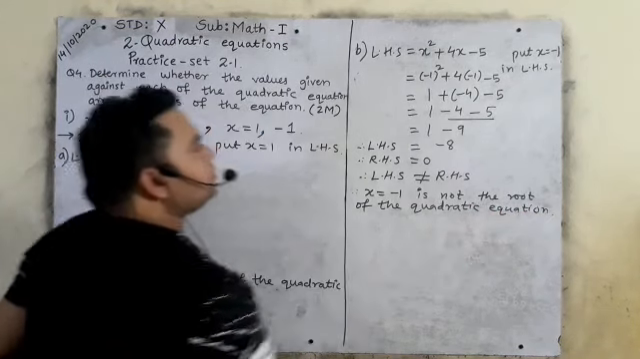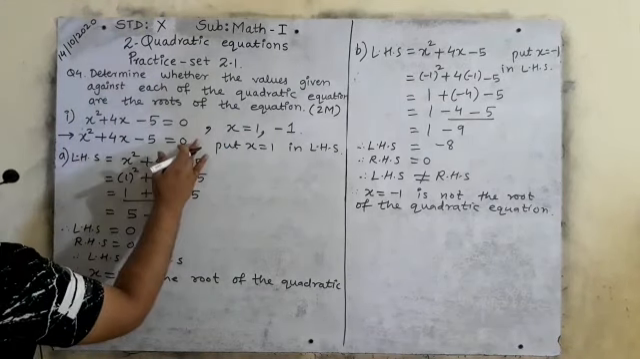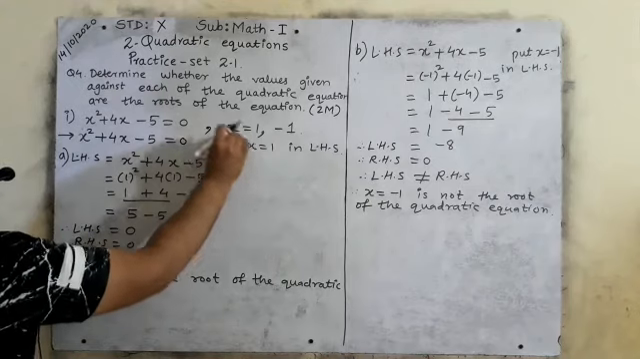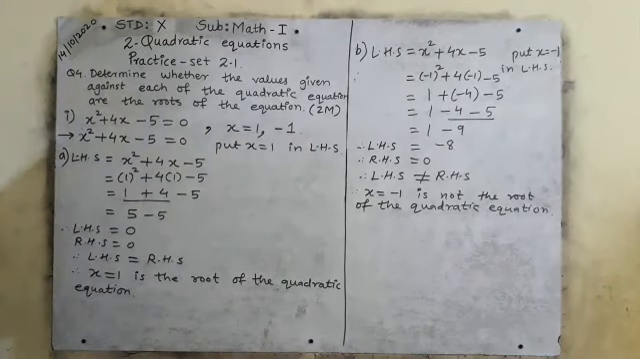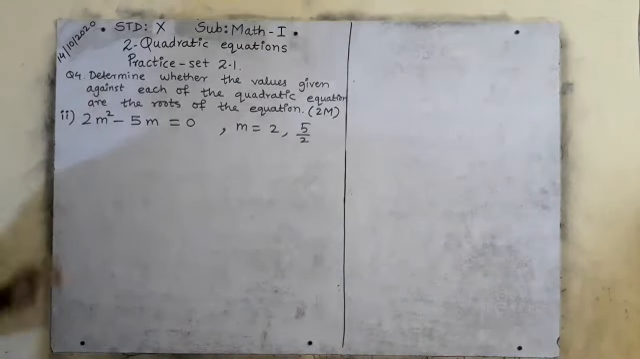I hope you understood very well. It means we have to check that LHS is equal to RHS by substituting the given value in each of the equations. I hope you understood. Now we will see the second question of question number 4.